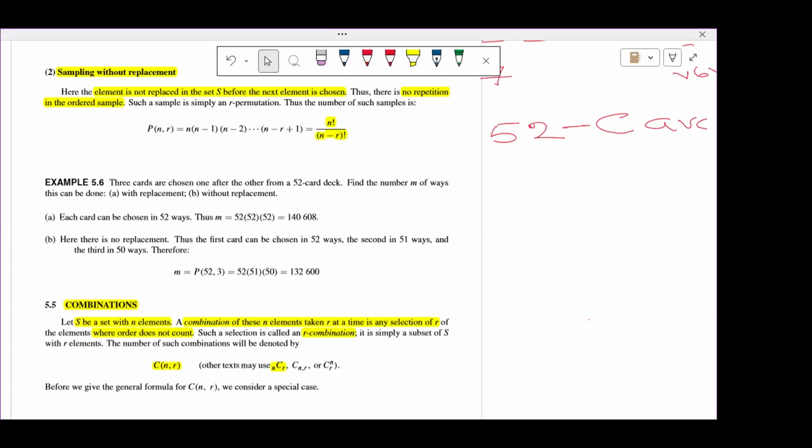Just look here. The first question is with replacement and without replacement. From this card deck, we need to take three cards one after the other with replacement. Now they are asking how many different ways we can take these three cards, that is, how many different combinations with replacement and also without replacement. How can we find the answer for this? Tell me.